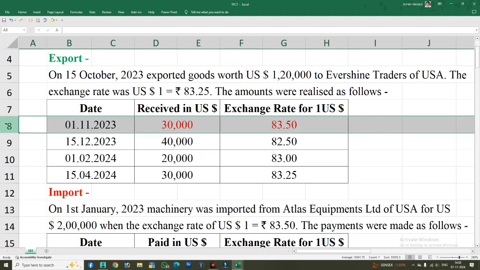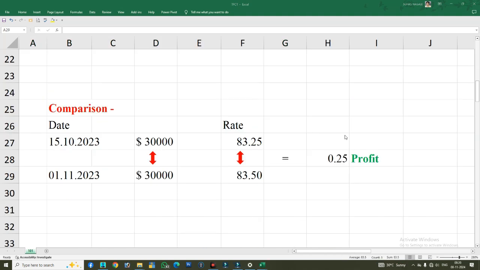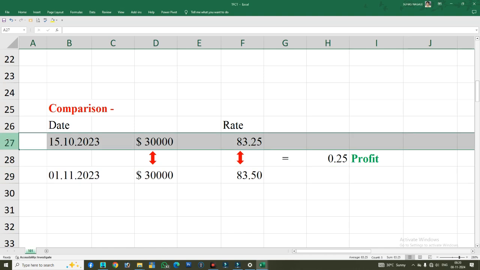Student, we have to remember one trick for the next journal entry. Every time we have to ask three questions to ourselves. First question, check whether the transaction is export or import. So the answer is export transaction. Next question, receipt or payment. This is receipt in case of export. And the third question is whether profit or loss. We have to compare the base rate and the current transaction rate.